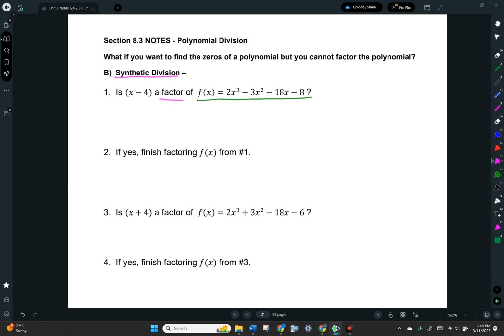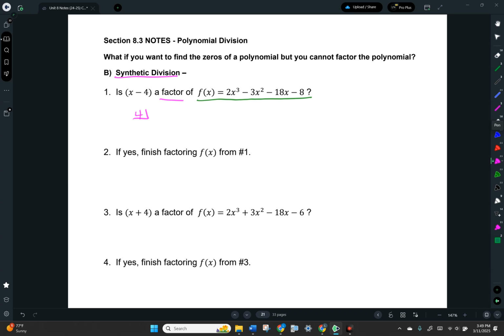So when I say number 1, is x minus 4 a factor, I'm going to show you this method of synthetic division. It's a shortcut to see if x minus 4 divides evenly into that big, ugly polynomial. All right, so it works this way. If I want to know if x minus 4 is a factor, on the outside I'm going to put a positive 4. If that had been an x plus 4, on the outside I would put a negative 4. So you always put the opposite sign.